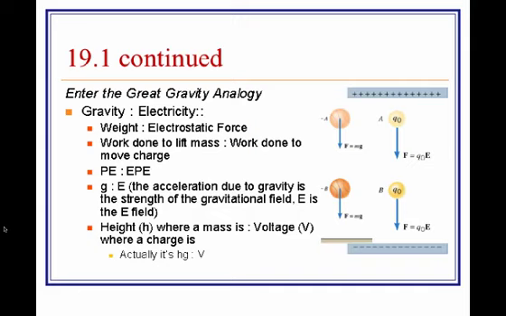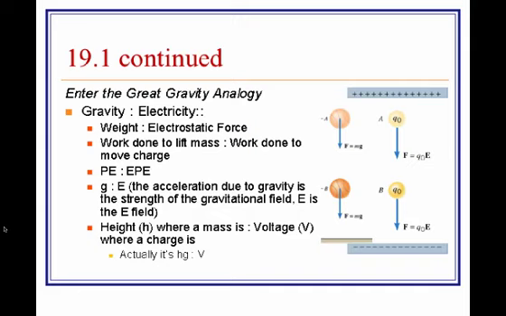Now, we're going to talk about this idea of gravity and this electric force and compare them back and forth. So the idea that weight is kind of the equivalent to the electrostatic force. And when you do work on some object with mass, you pick it up, you move it some distance, and you change its potential energy. The equivalency there is doing work to move a charge. So you need to move a charge from one position to another. And we'll see how that differs depending on the direction that you move it in a little bit.